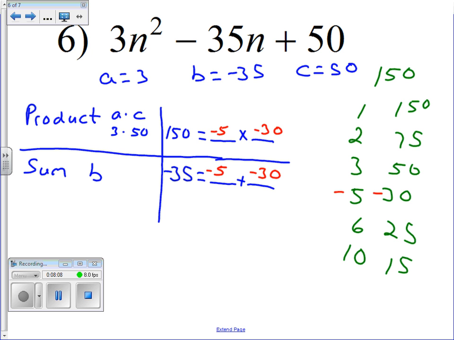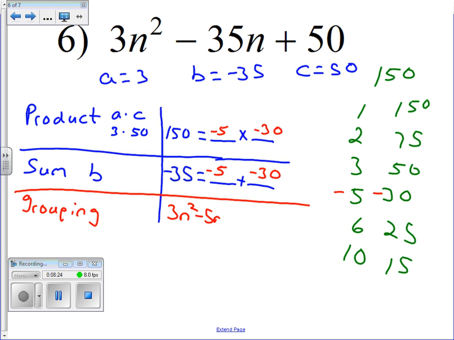So I'm going to rewrite this in group. The grouping is going to be 3n squared minus 5n minus 30n plus 50. And we're taking not 3 out, we're taking an n out.